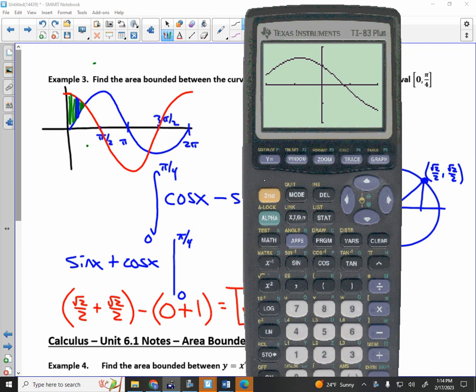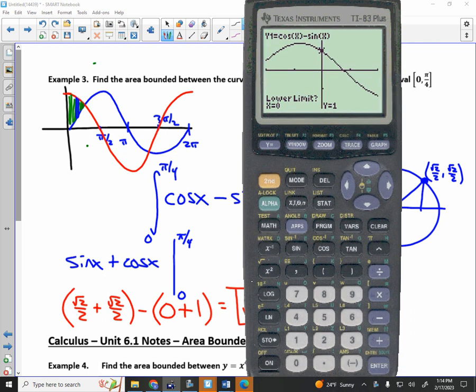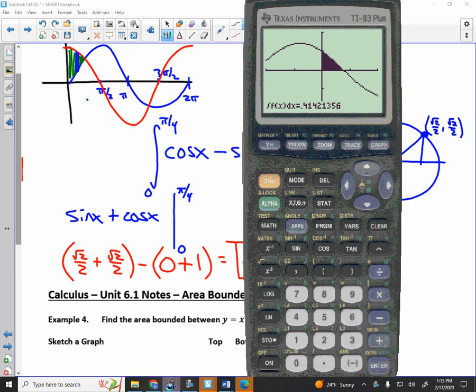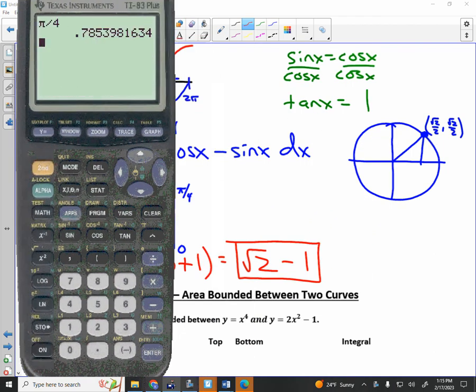What's interesting is, where do you think it crosses the x-axis? Pi over 4. And if you calculate the area, number 7, and go from 0 to pi over 4, you should see it gather that positive area, and we get 0.414. Which should be the same as the square root of 2 minus 1. If I take the square root of 2 and subtract 1, you sure do have that same result.